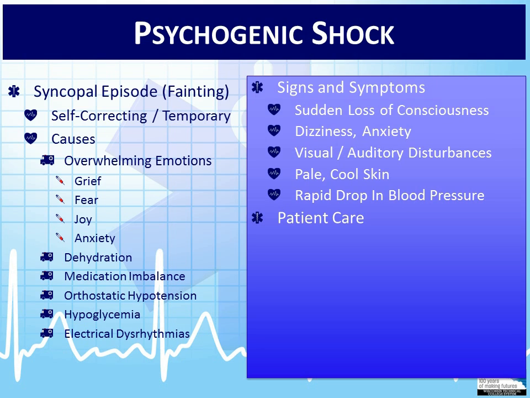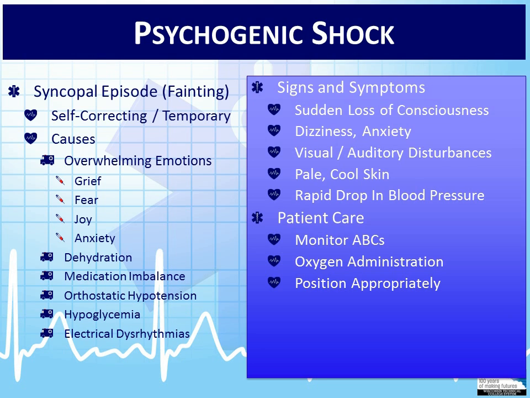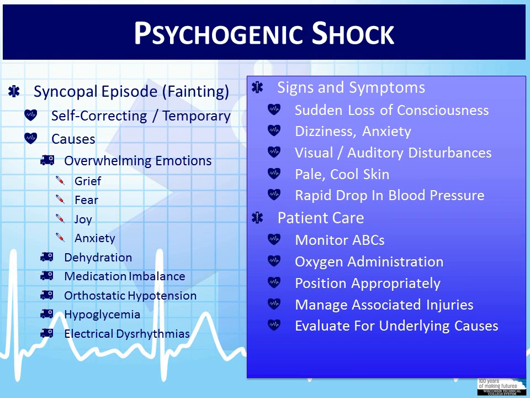Regardless, it is still important to monitor and maintain the patient's airway, breathing, and circulation. Oxygen administration may help the patient's recovery. Be mindful of the patient's position, as standing or sitting up may prolong the episode. If a ground level fall occurs following a fainting spell, be certain to properly manage any resultant injuries, which may include spinal precautions. It will be imperative to evaluate for underlying causes, which will mean checking a blood sugar level, among other things.